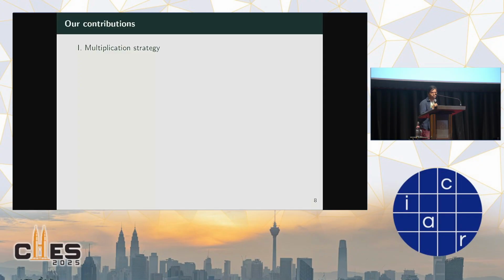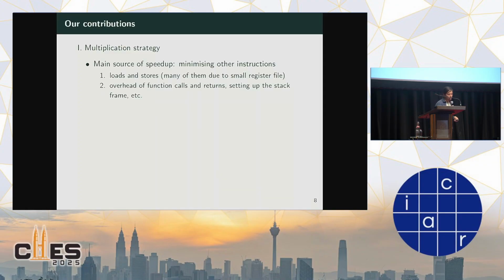First of all, we optimized, or we paid careful attention to, the multiplication strategy. Particularly, we focused on minimizing certain instructions, namely the number of loads and stores that we use to perform multiplication. As I was mentioning before, loads and stores are the ones that can significantly increase the time we spend doing arithmetic. And the second part that we tried to minimize was the overhead of function calls and returns.